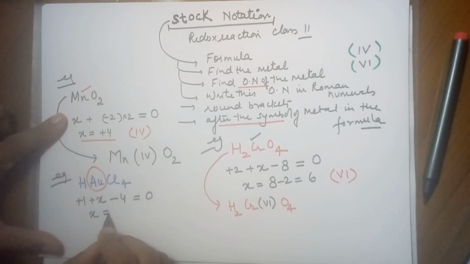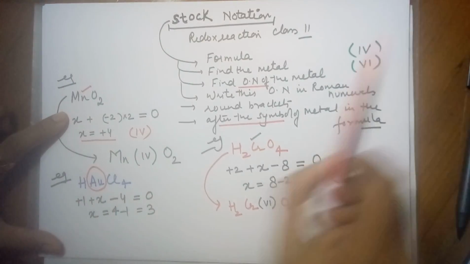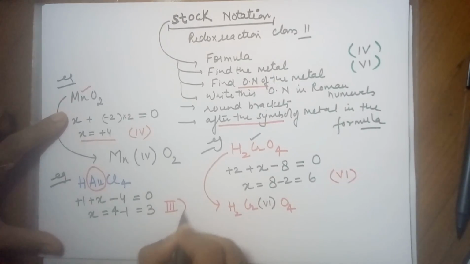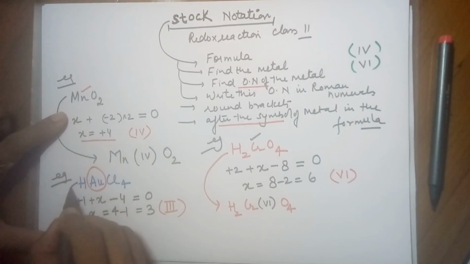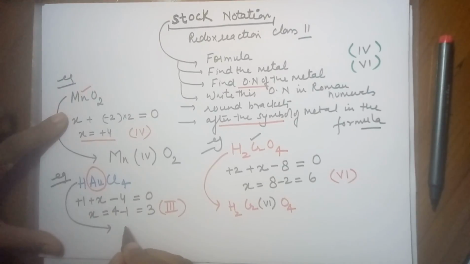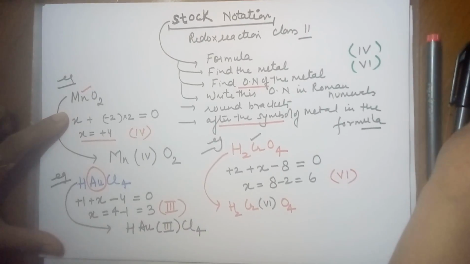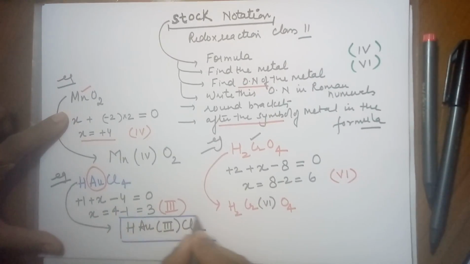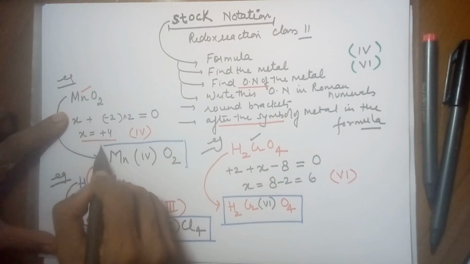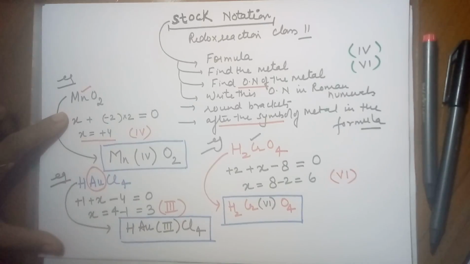Let's find out the value of X. Comes out to be 4 and then there is a -1. So this makes it 3. Let's write it down in Romans. You need to put it in round brackets also. So the stock notation of this formula is going to be H, gold with its oxidation number in Roman numerals in brackets, and Cl4. I hope we are clear on it. With this, I close the topic. This is exactly how you would write the stock notation if asked.